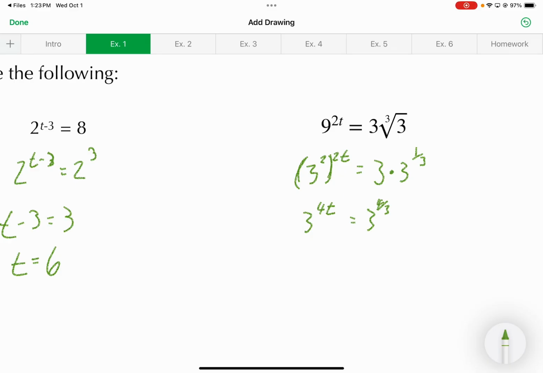My bases are the same. Now I can set the exponents equal to each other. I get 4t equals 4/3. Okay. All right, last step. Divide. What do I get?